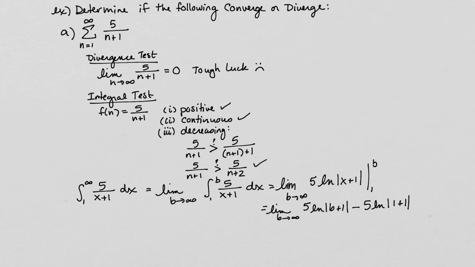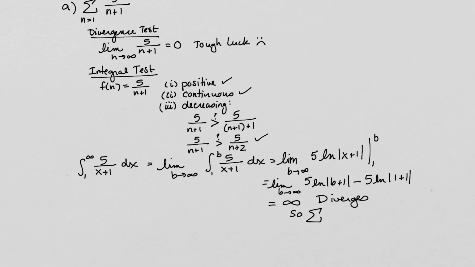And so what happens to the natural log of b plus 1 as b goes towards infinity? Yeah, it goes to infinity. So this is equal to infinity. So it diverges. So our series, the summation from n equals 1 to infinity of 5 over n plus 1, diverges. Right? Our integral diverged, which means our series also diverges.